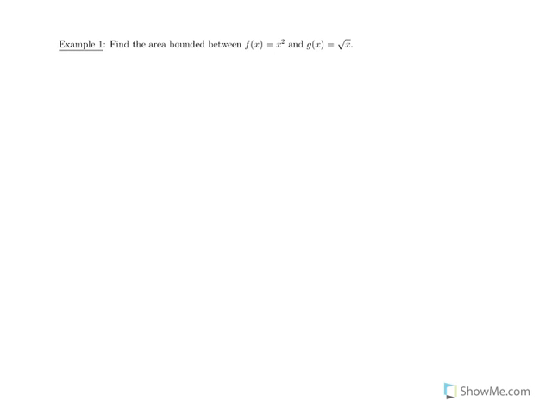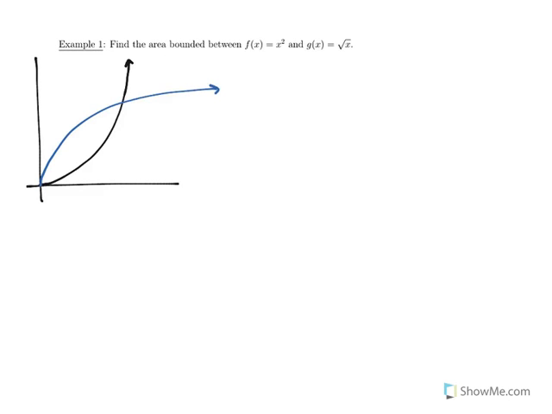X squared and square root of x are both pretty common functions. We're not going to do too much work in here, but we know that x squared is the parabola centered at the origin. And we know square root of x looks like that. And it's good to know what this point right here is. This point is the intersection point, and we can always find the intersection points. We're going to do that for these problems, just so we have a good idea of what's going on.